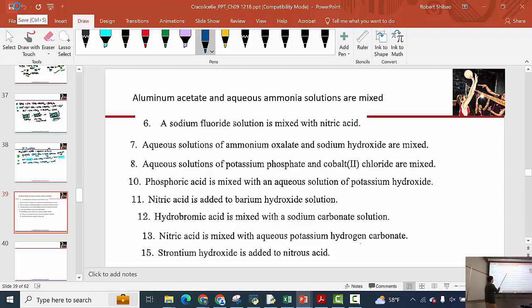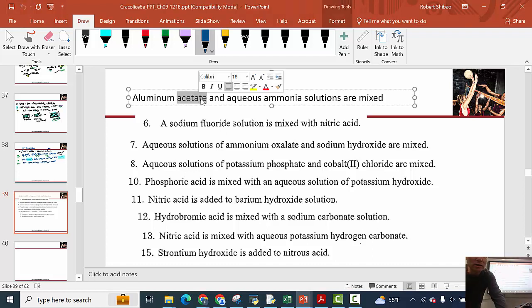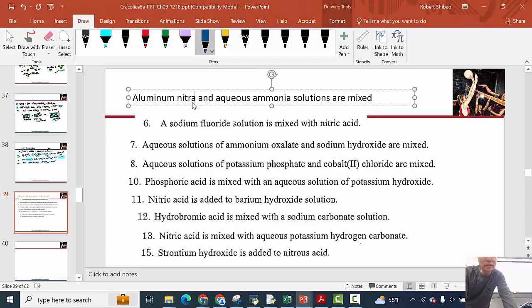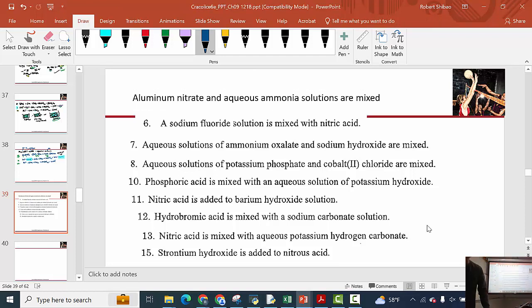Do the aluminum. We just did acetate, so let me change this. I'm going to make this aluminum nitrate and aqueous ammonia. So aluminum nitrate and aqueous ammonia solutions are mixed. And then sodium fluoride, nitric acid, etc.